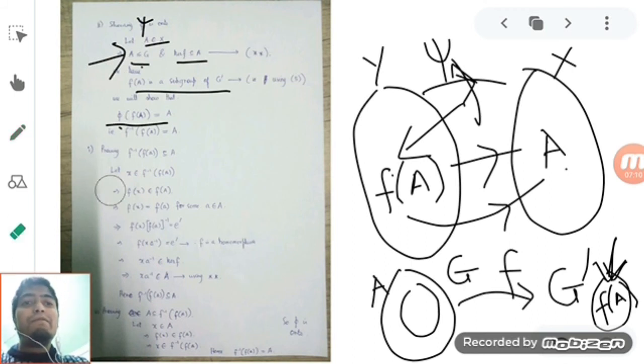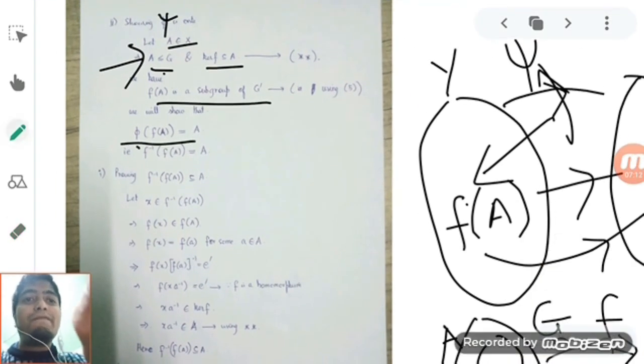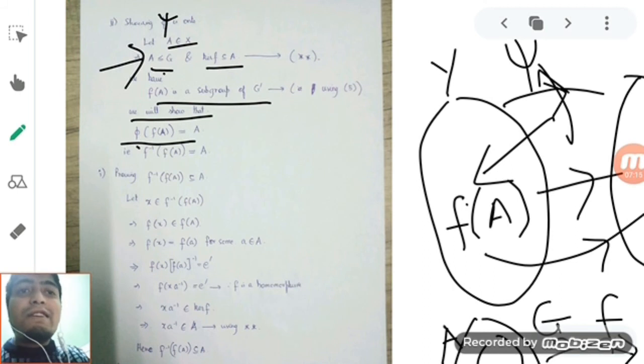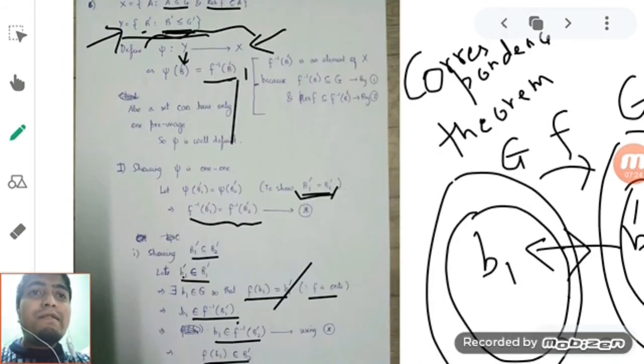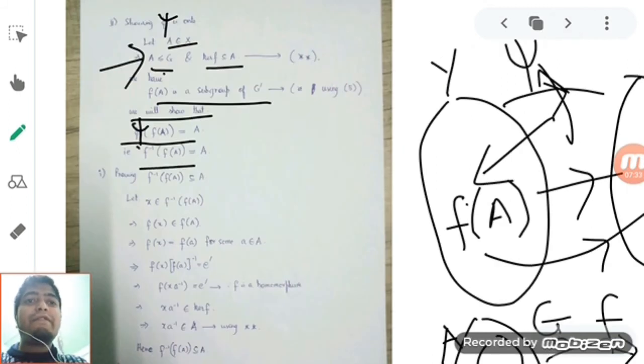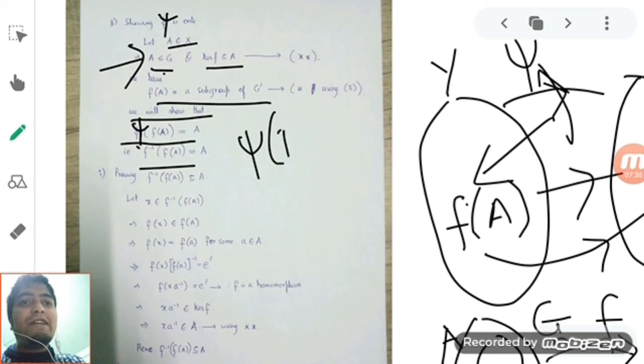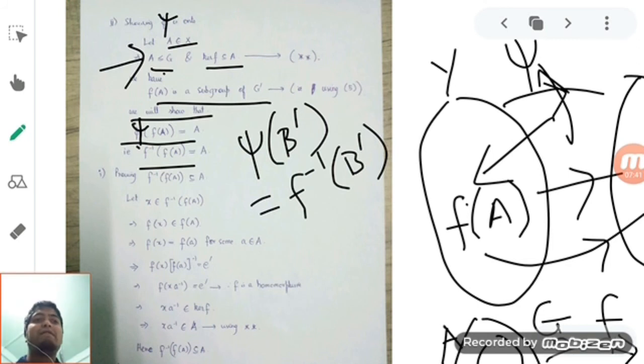Some of you may be wondering, how do we know that? We will show psi of F(A) equals A. Psi of B dash is equal to the pre-image of B dash. So psi of F(A) equals the pre-image of F(A). Keep that in mind. So instead of B dash, if you have F(A), you will also have the pre-image of F(A).